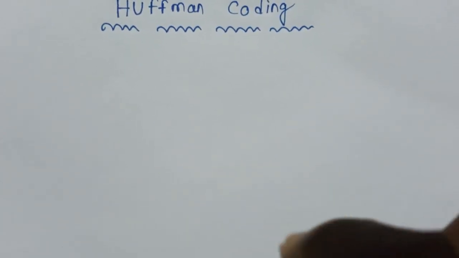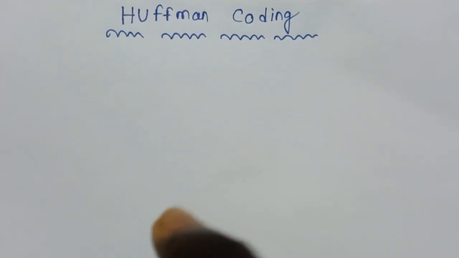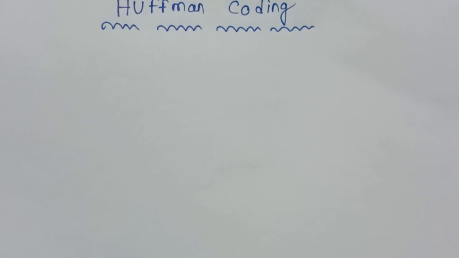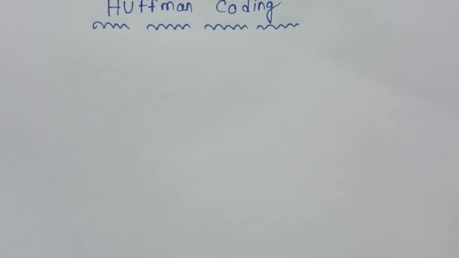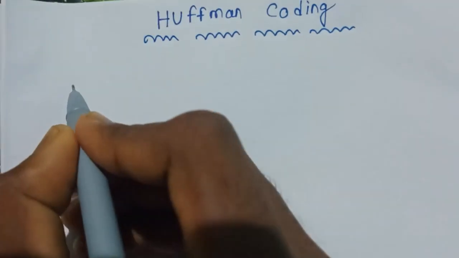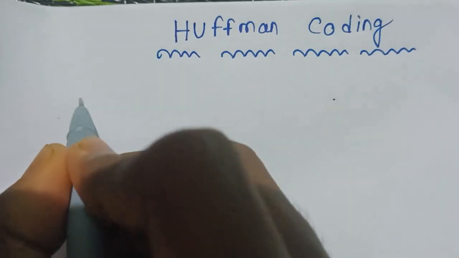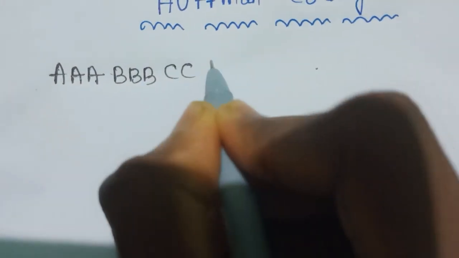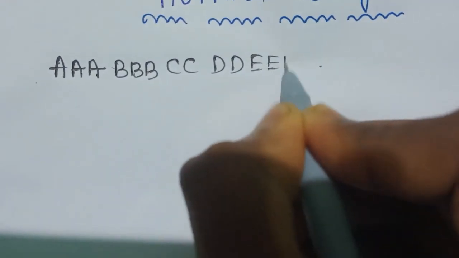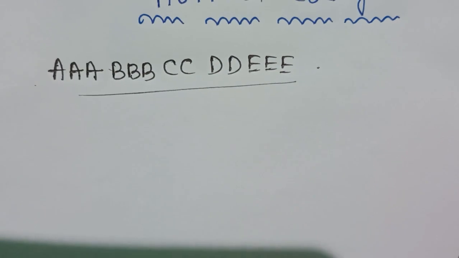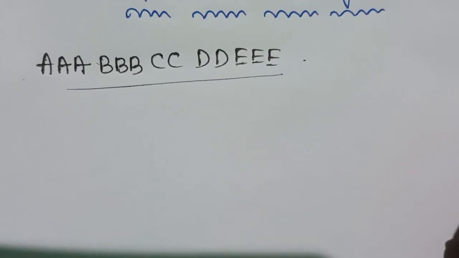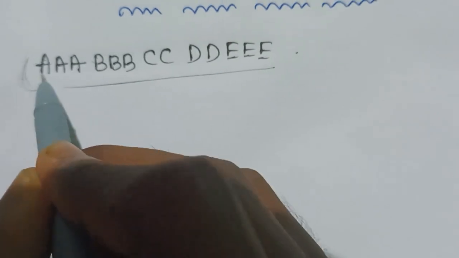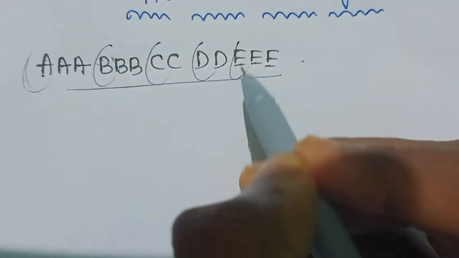So, before going to the topic Huffman's coding, a question arises in your mind: why do we need data compression? Data compression is needed because, see here, let's take a message is given. Let's say A, triple B, double C, double D and triple E. This is the message given. Here we talk about the single letters: A, B, C, D, E.